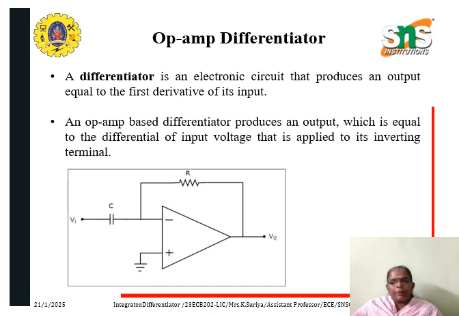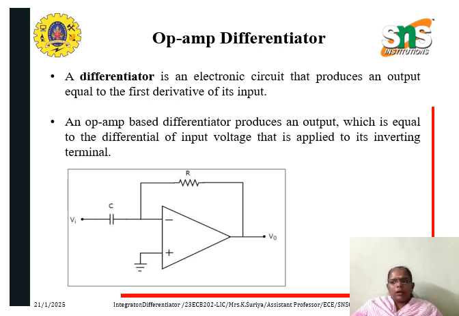So next one is op-amp differentiator. A differentiator is an electronic circuit that produces an output equal to the first derivative of its input. An op-amp based differentiator produces an output which is equal to the differential of the input voltage that is applied to the inverting terminal. So the op-amp based differentiator circuit is shown here, where the non-inverting input terminal of the op-amp is connected to the ground.